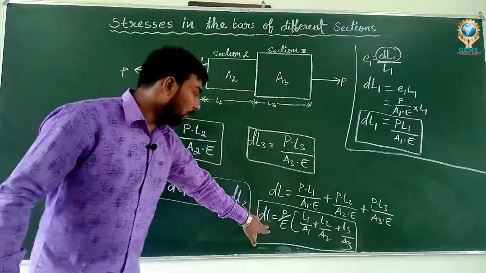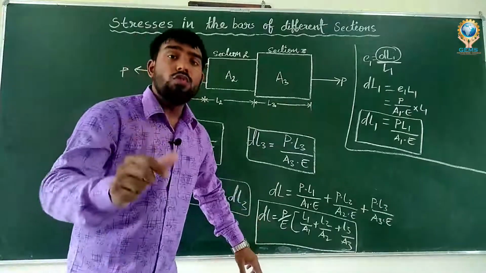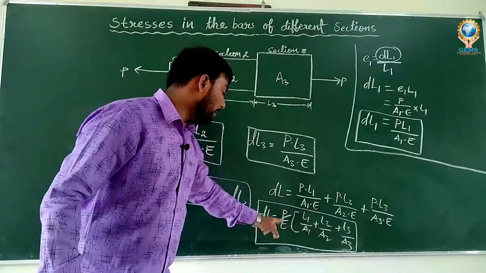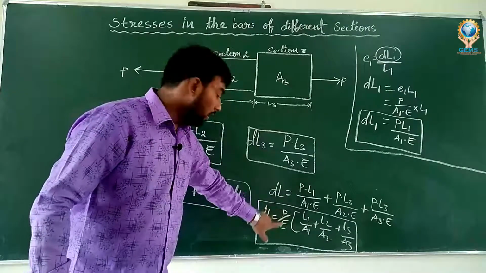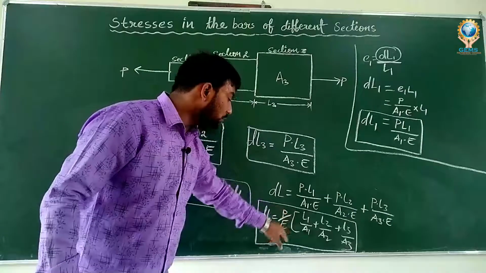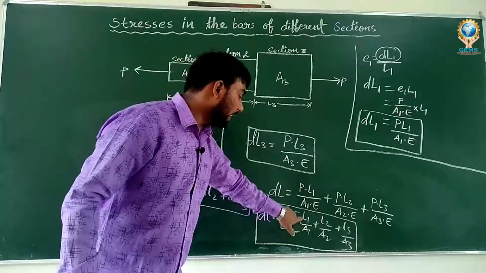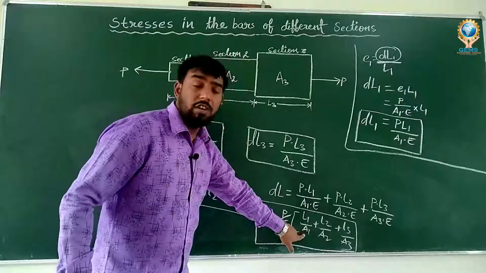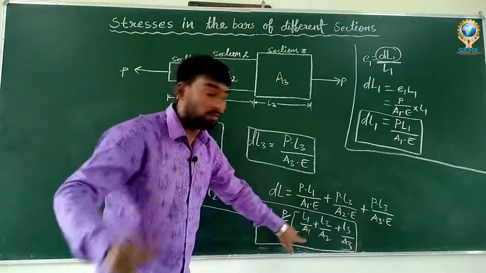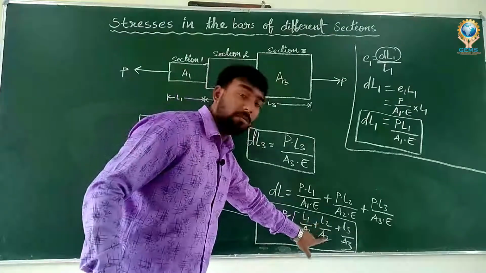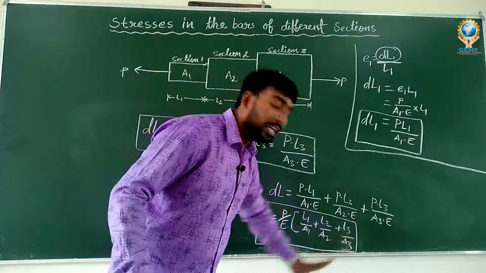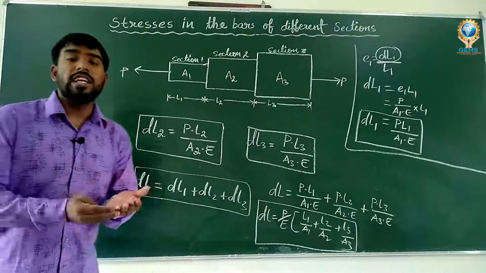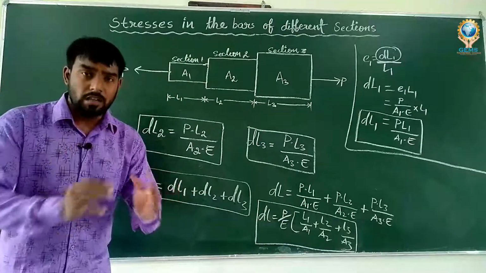Total extension of the bar will be calculated using this formula, P by E, where P is equal to load, E is equal to Young's modulus, into L1 by A1. L1 will be the length of section 1 divided by A1, the cross sectional area of section 1, plus L2 by A2, similarly, plus L3 by A3. So we will use this formula to calculate the total extension of the bar.